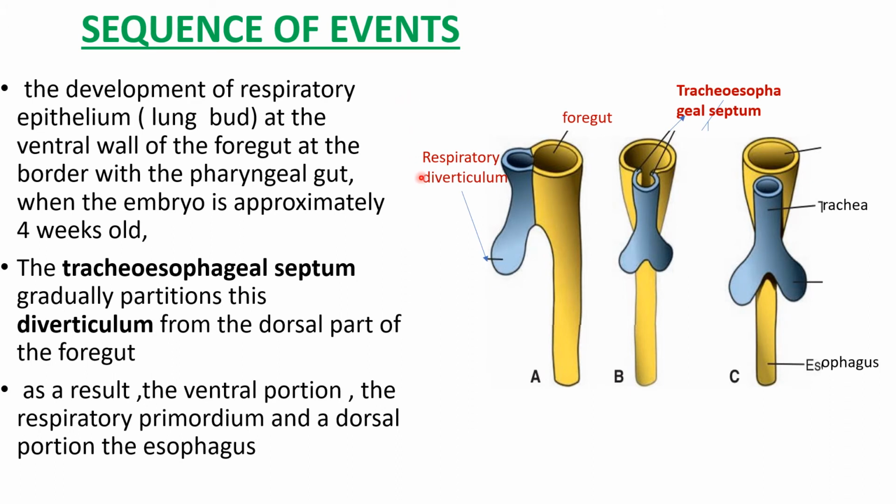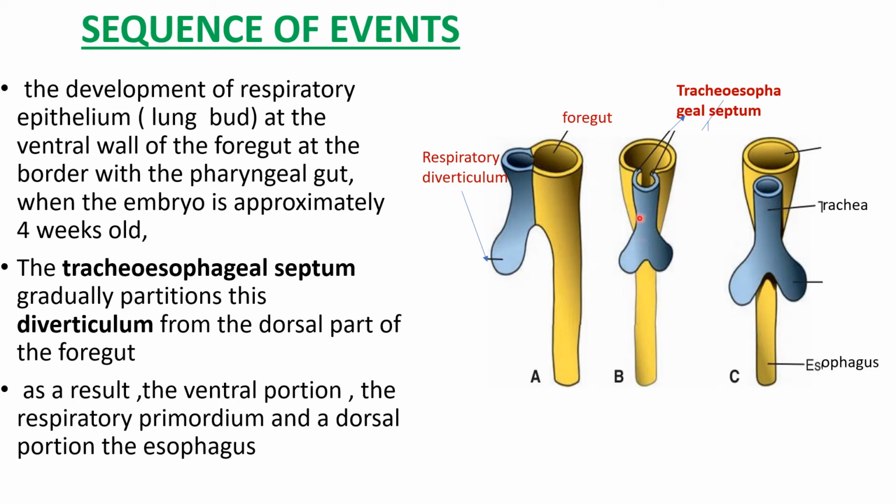At approximately week 4, is the development of a respiratory diverticulum at the ventral part of the foregut. So as you can see here, this is the respiratory diverticulum, and this is the ventral part of the foregut, and this is the foregut. So later, there is development of tracheoesophageal septum, which partitions the two.